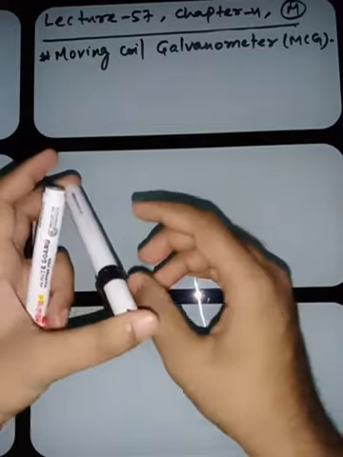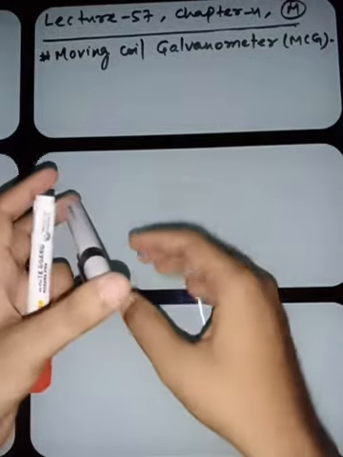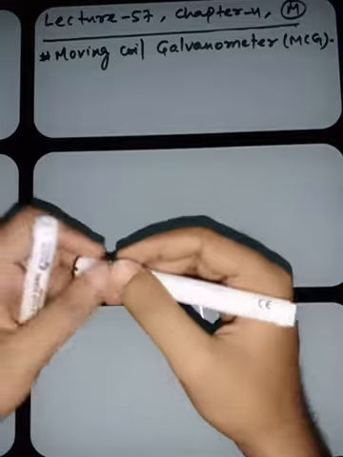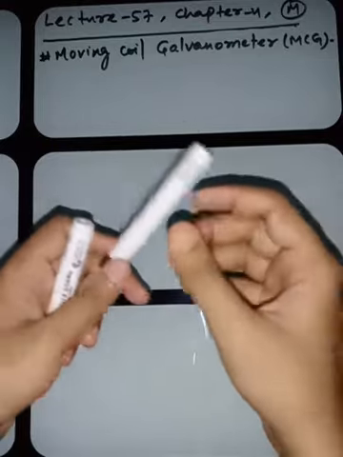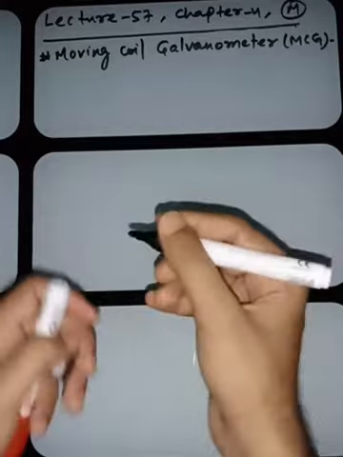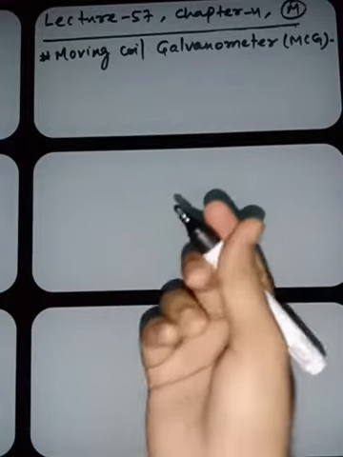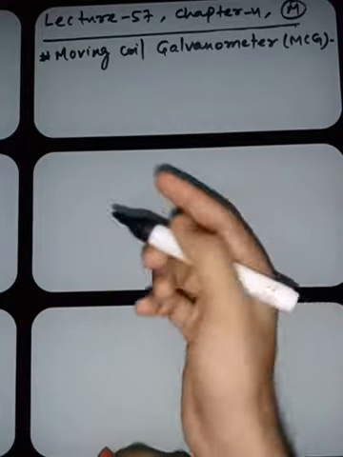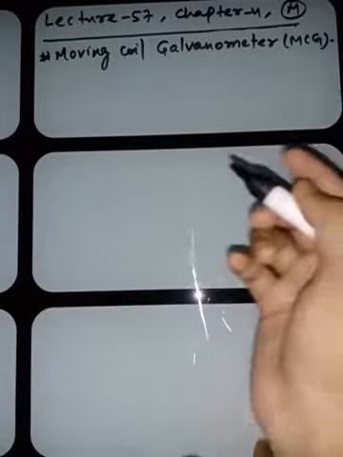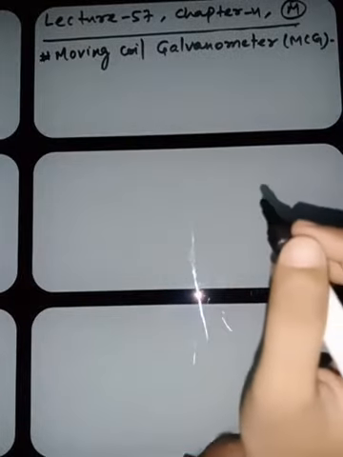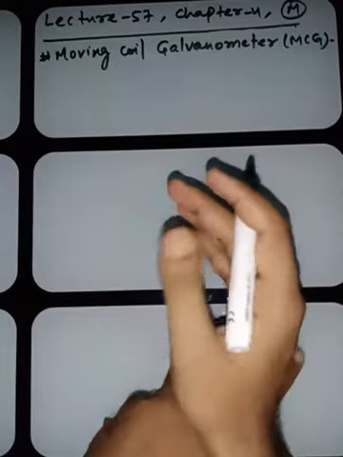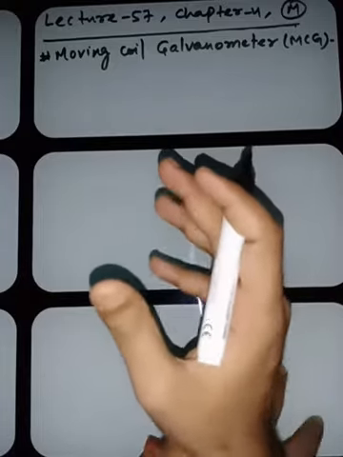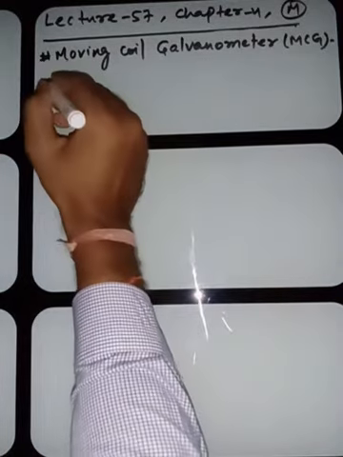All right, but this galvanometer can be converted, my dear students. We can convert a galvanometer into a voltmeter and an ammeter. That we will study in our course, and hopefully that will be the last lecture. So let us start today. We start today with the principle and working of the galvanometer. So, the principle.